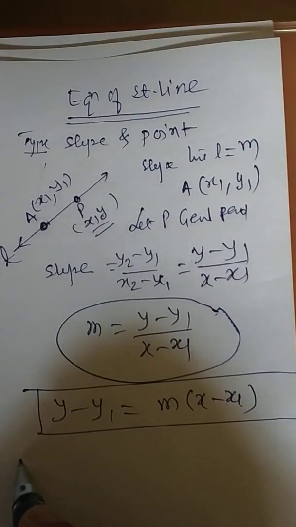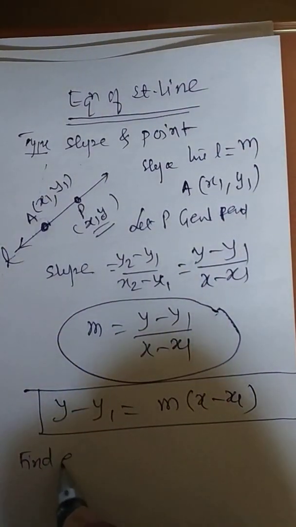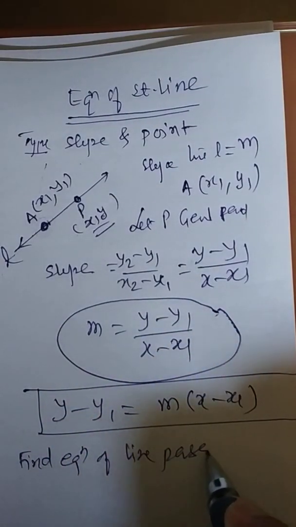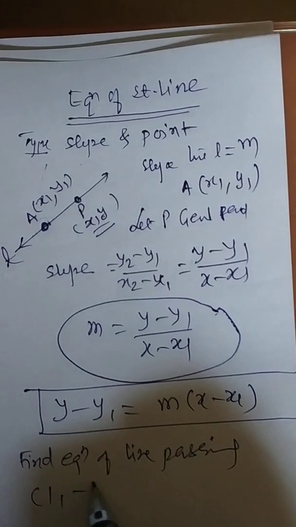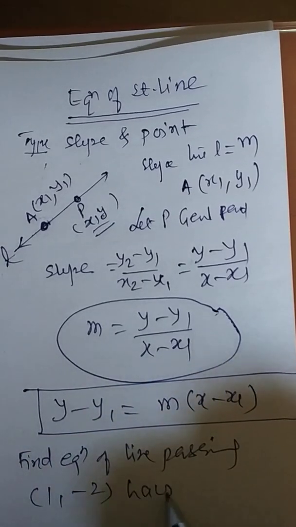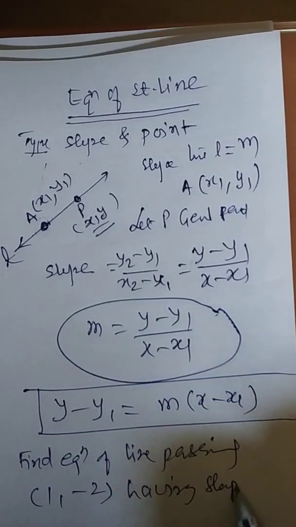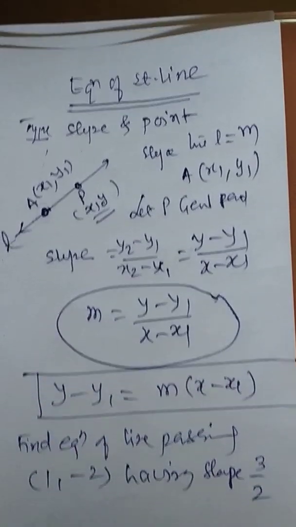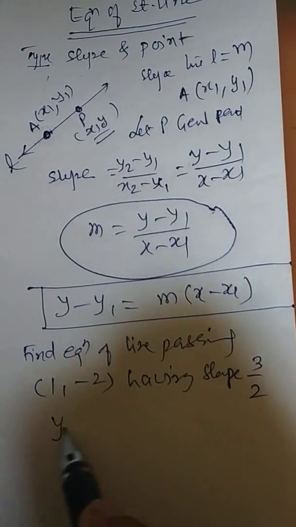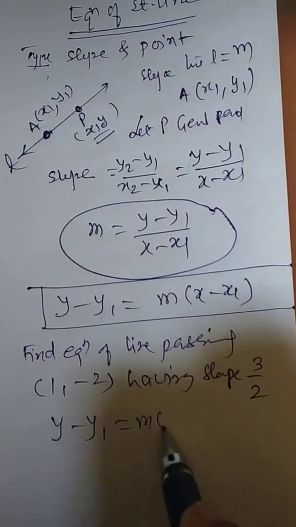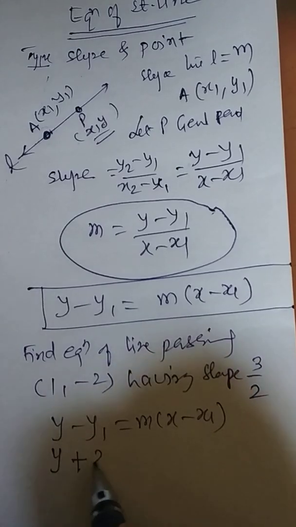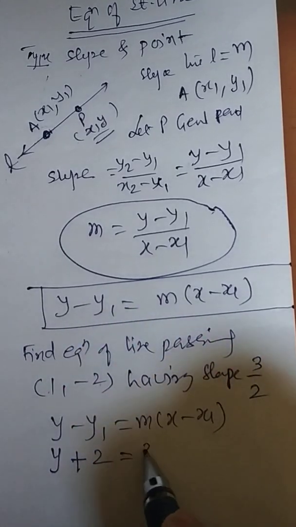Now, how will the question be? Find the equation of the line passing through (1, minus 2) and having slope 3 by 2. So you should start with this one. The first line will be nothing but that, and replace the values. y minus y1 is equal to m into (x minus x1). y minus of minus 2, that is y plus 2, will be equal to 3 by 2 times (x minus 1).